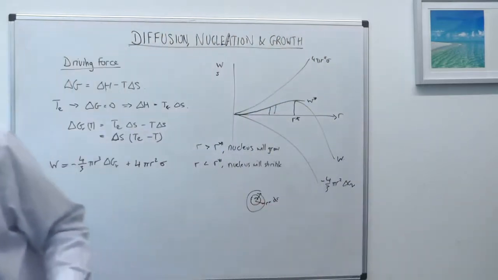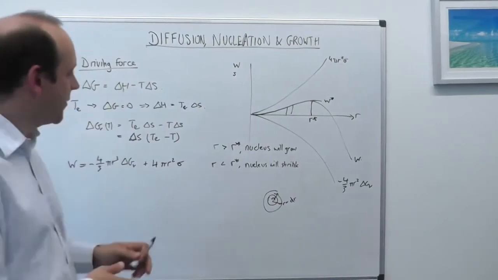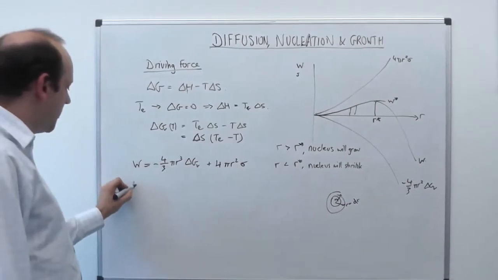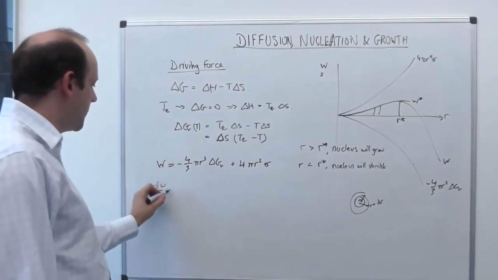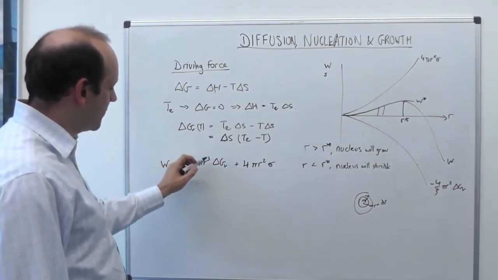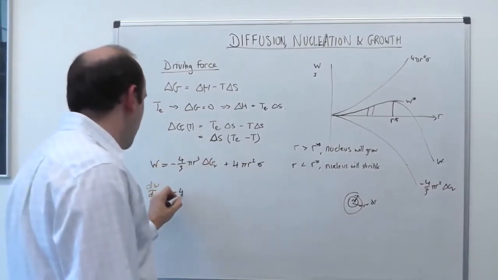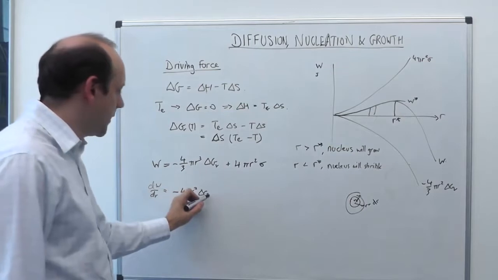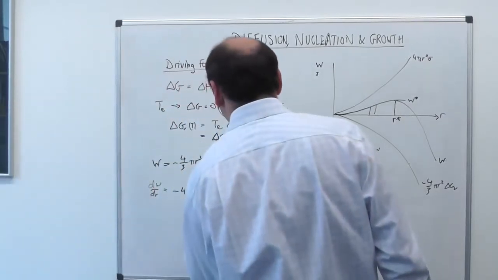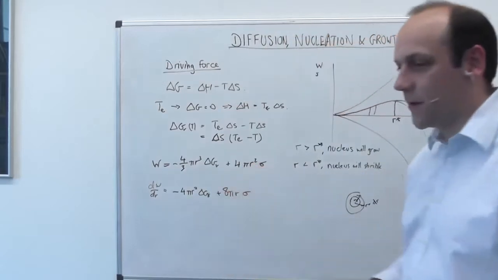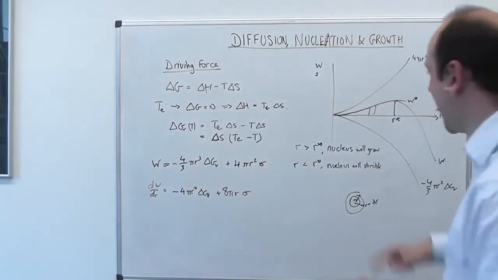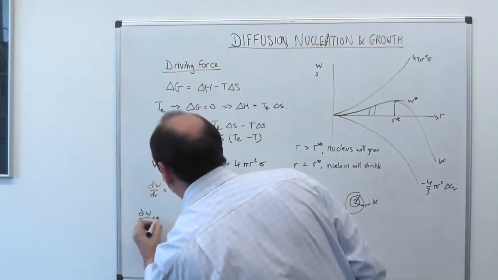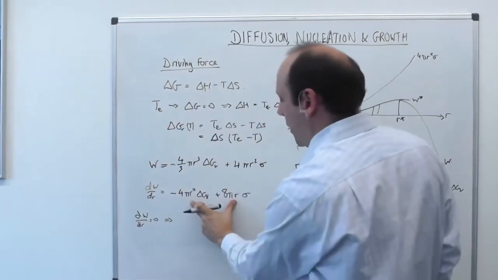And we can work out then what R star must be. If we want to find the maximum in a curve, then we just differentiate it. So we can say dW by dr is equal to minus 4/3 pi r squared times 3, so that's minus 4 pi r squared delta GV plus 8 pi r sigma. Just r squared goes to 2r. And at this maximum point, dW by dr is 0. And at that point, these two things will be equal to each other.